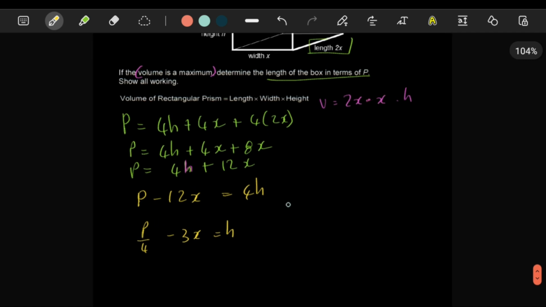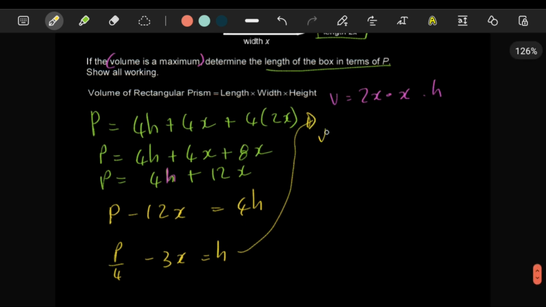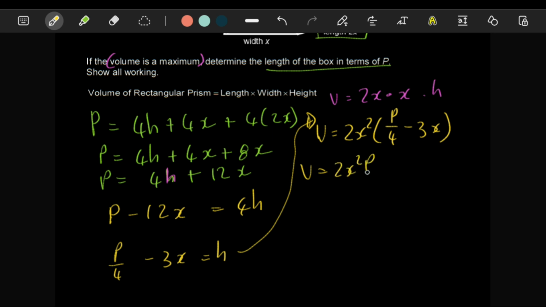So since this is the volume, let's throw our value for h in there. So the volume is equal to 2x squared times our value of h, which is p over 4 minus 3x. So let's simplify. If you multiply inside here, this is going to give you 2x squared times p over 4, and then minus 6x cubed. 6x cubed what?